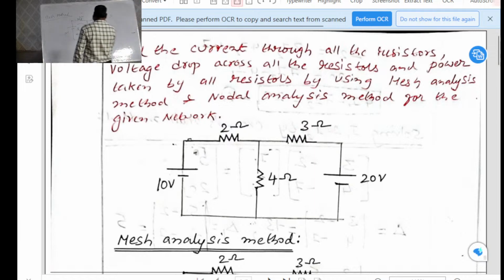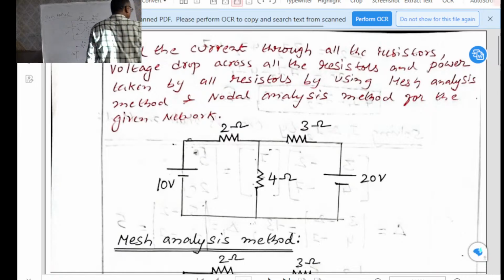You take only this one, mesh 1: 2 ohms, 4 ohms, 10 volts. First take only mesh 1. Then we'll take the second, mesh 2.